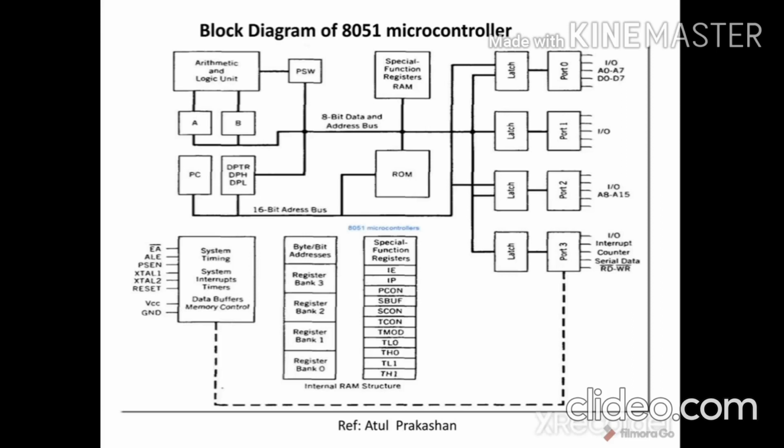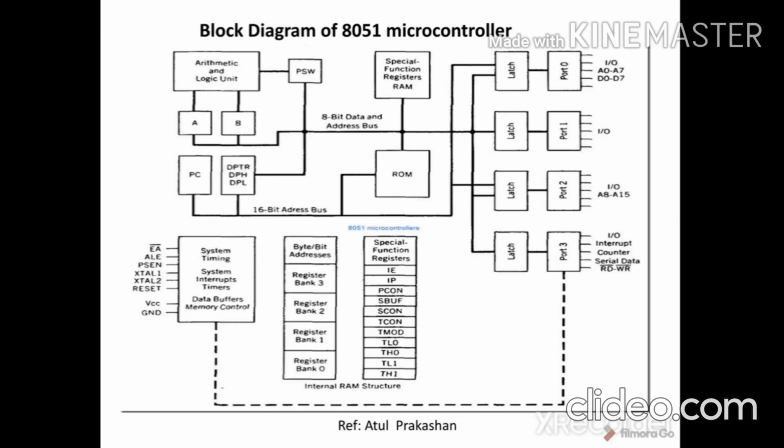Next is the internal RAM structure. In the internal RAM structure, this is register bank 0, that means 4 register banks: register bank 0, register bank 1, register bank 2, register bank 3. This register bank area contains 32 bytes. After that, 16 bytes are used for the bit addressable area. Then these are the special function registers like IE, that means interrupt enable, IP, that means interrupt priority, then PCON, SBUF, SCON, TCON, TMOD, TL0, TH0, TL1, TH1, etc.